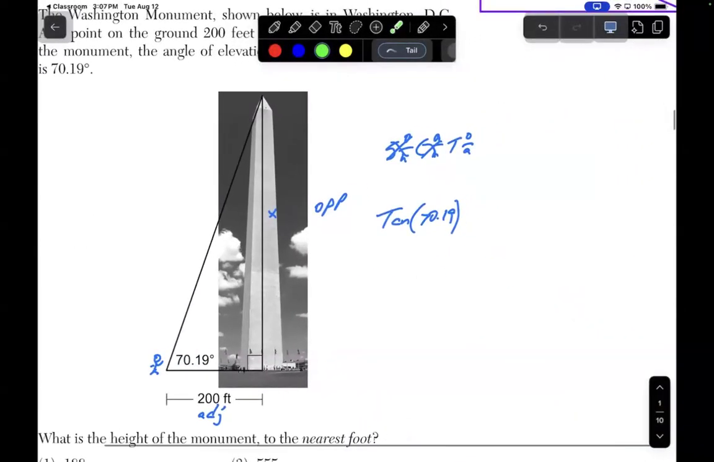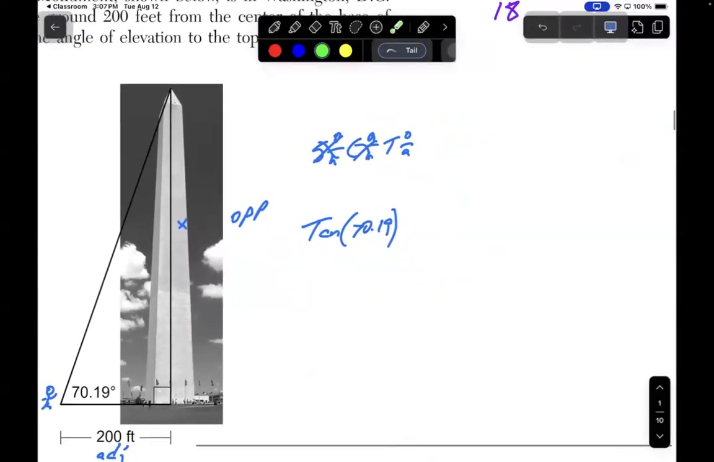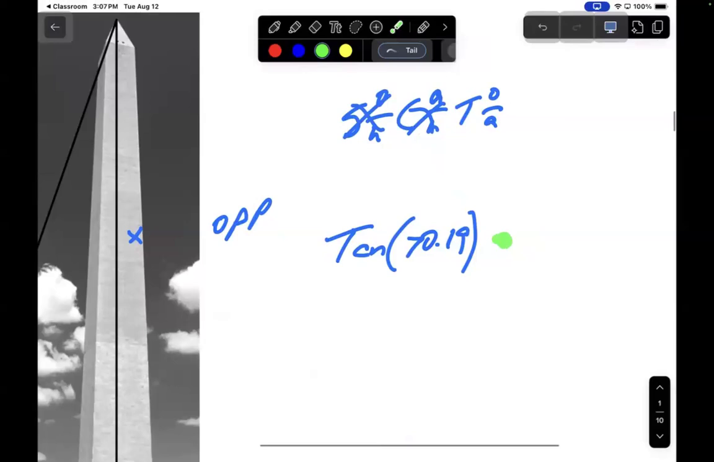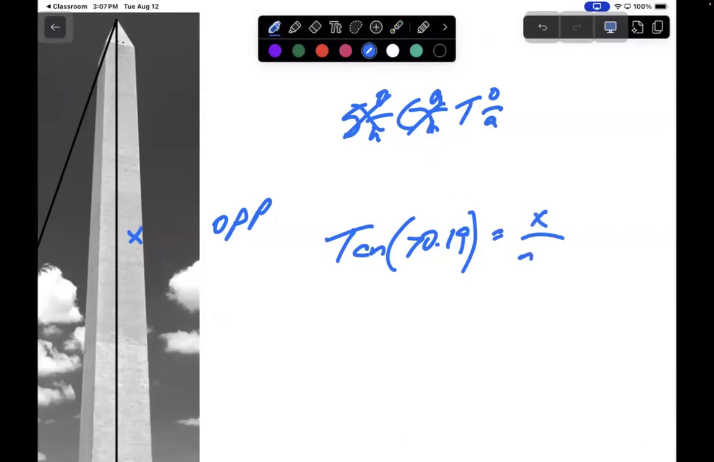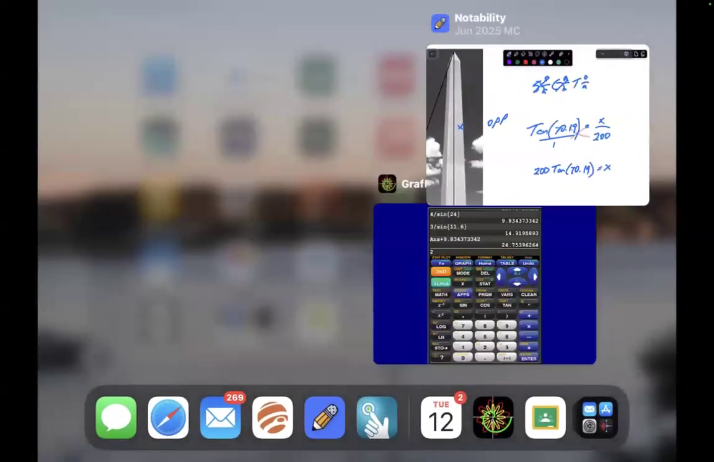Okay, tangent of 70.19 equals the opposite side, which is x, over 200, which is our adjacent side. Opposite over adjacent. So I'm just going to set this over 1 and do a little cross multiplication. And you're going to get 200 times the tangent of 70.19 equals x times 1, or just x. So let's go ahead and bring up our calculator.